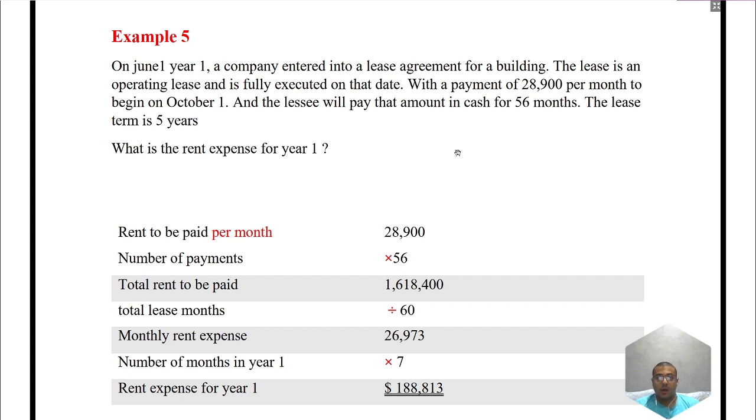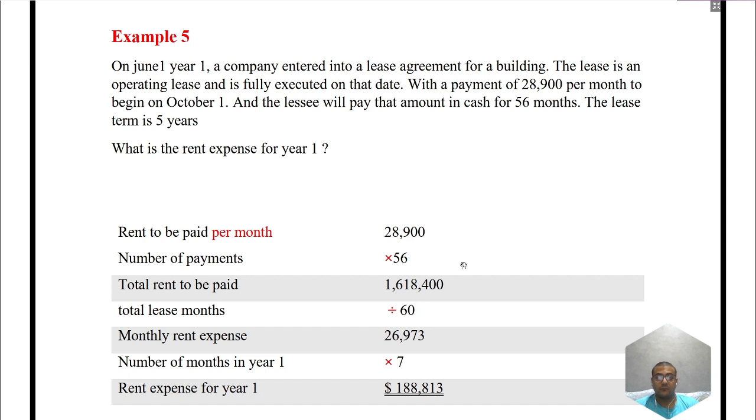Okay, how can we do that? Again, I'm going to take the total rent to be paid and divide it by the lease life in months. So how can I get the total rent to be paid? I'm going to take $28,900 and multiply that with what? With my number of payments. From where did I get the number of payments? The lessee will pay that amount in cash for 56 months. So I'm going to multiply that with 56. That will give you the total rent to be paid.